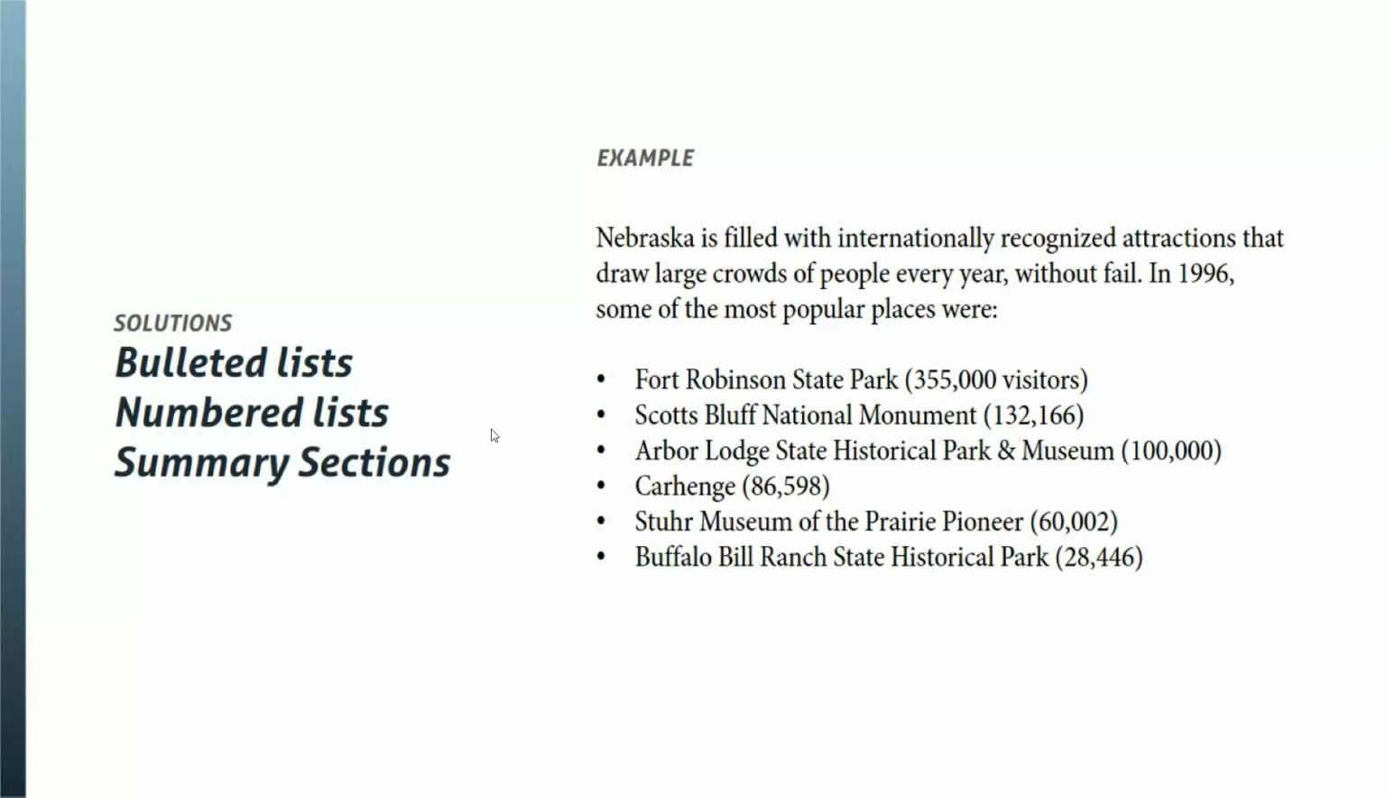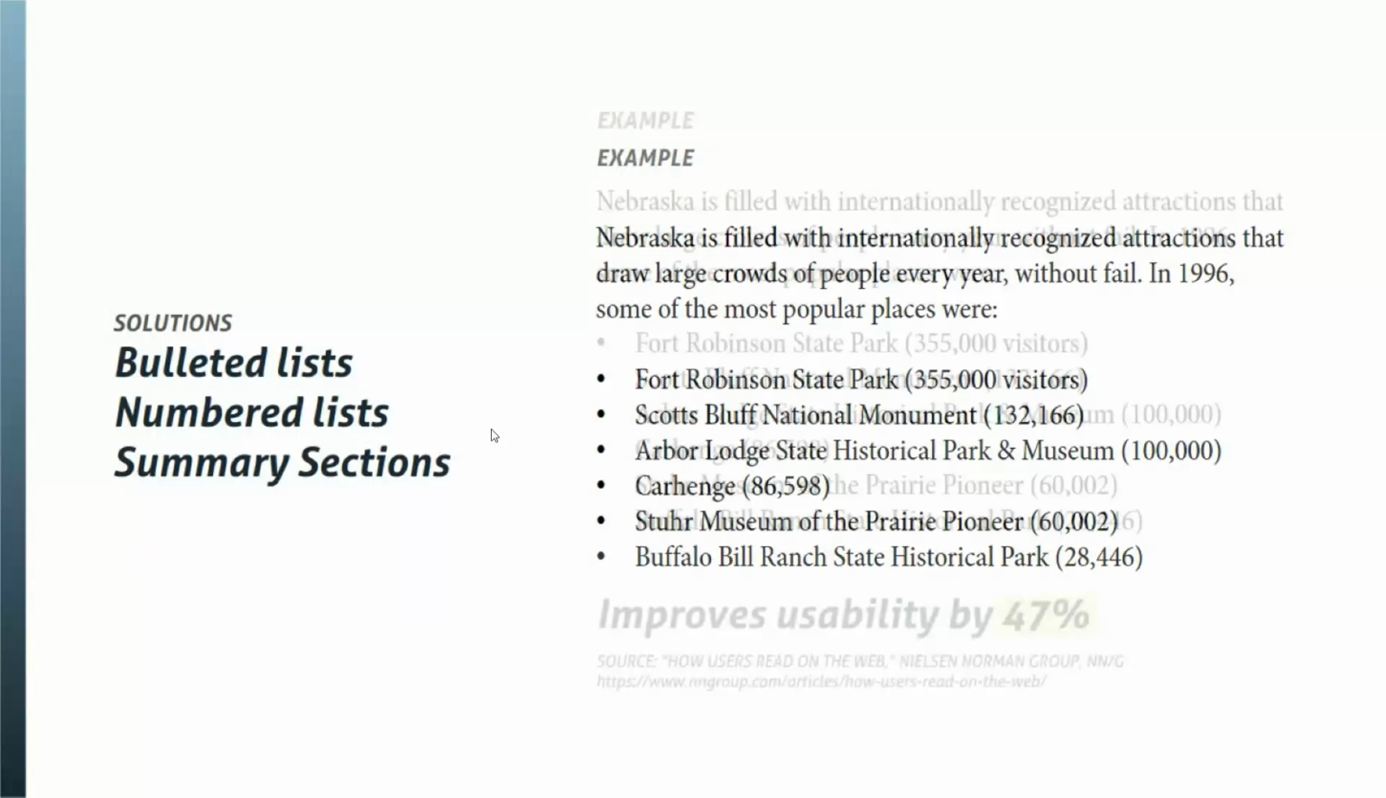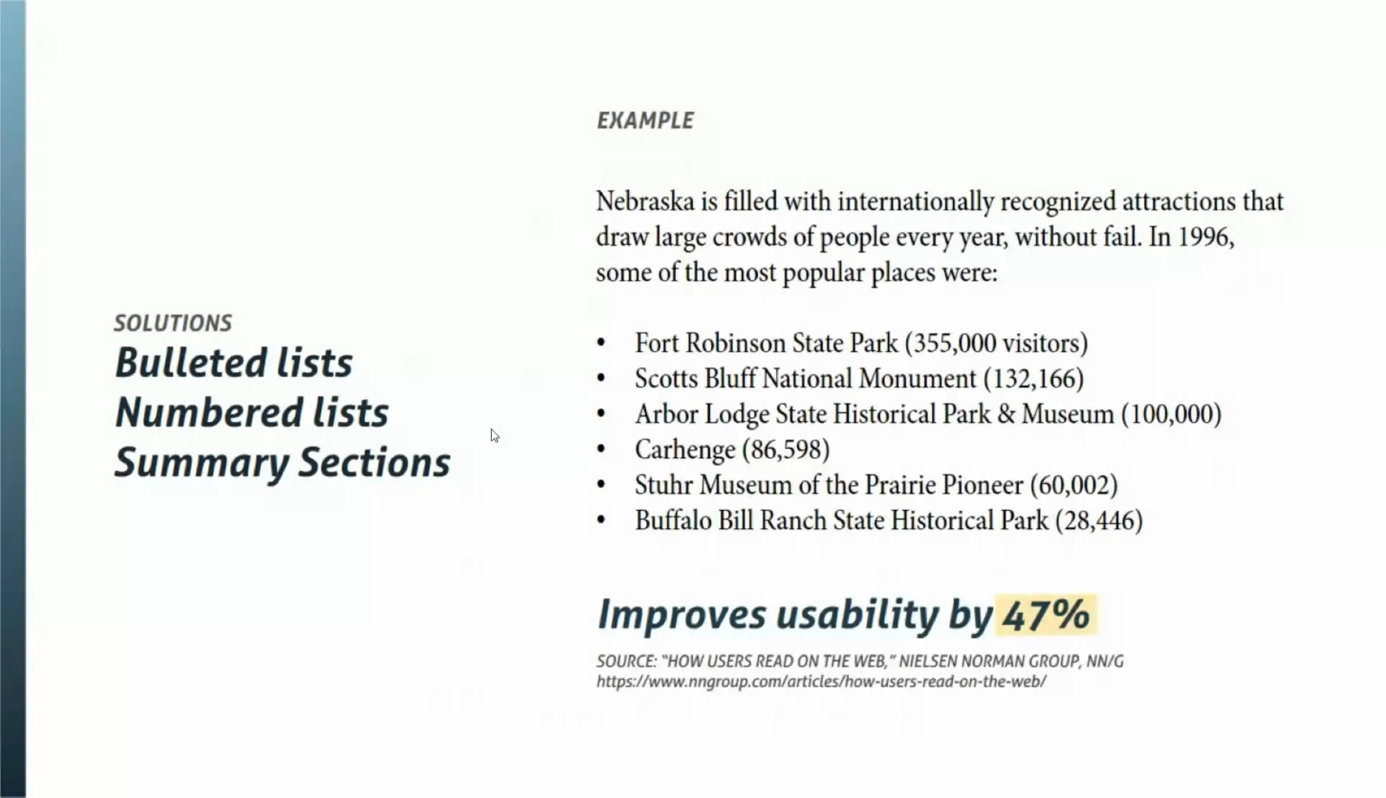So it's not actually about eliminating text, but just thinking about the way that we are providing that text to students. And so something really interesting about that is that once you put it into that bulleted list, it actually improves the usability of the content that you're putting on the site by 47%, which is huge, almost half, right?